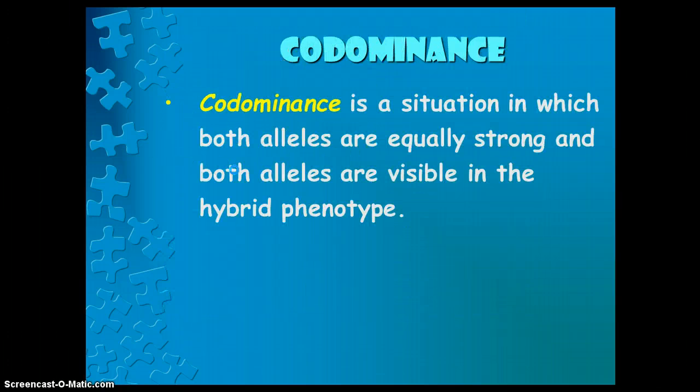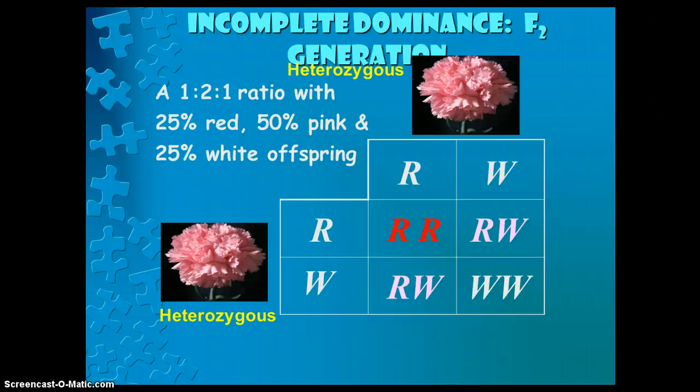Okay, now here's another example, codominance. It's when both alleles are equally strong and both alleles are visible in the hybrid phenotype. This is a situation where we're actually going to see both of those phenotypes in the individuals that have the heterozygous genotype. Previously, this was an example of incomplete dominance, and a lot of flower color is governed by incomplete dominance.